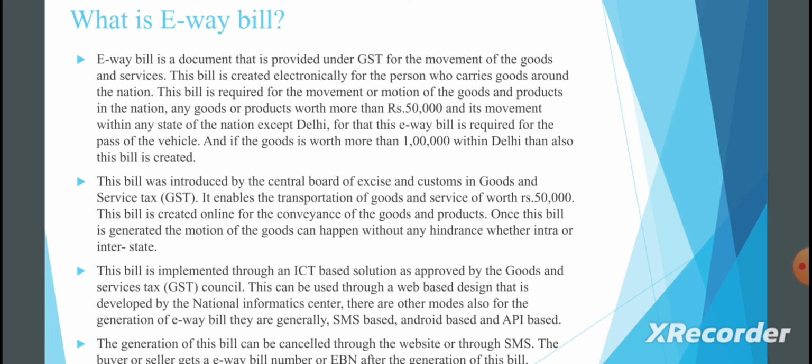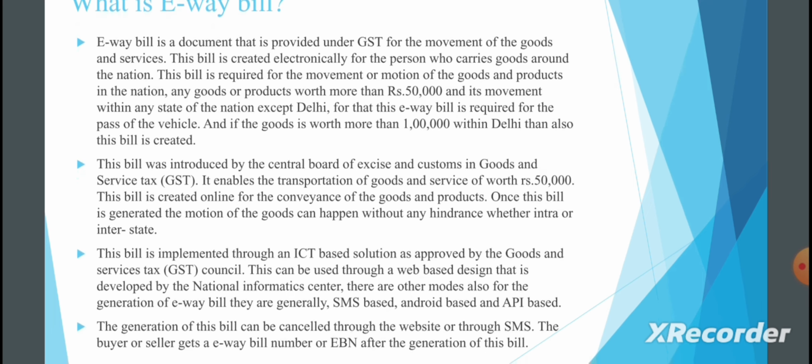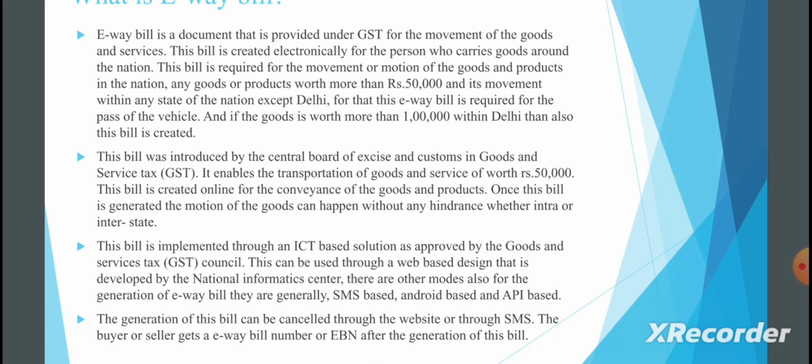Any goods or products worth more than Rs 50,000 moving within any state of the nation except Delhi, for that this e-way bill is required for the passage of the vehicle. And if the goods are worth more than 1 lakh rupees within Delhi, then also this bill is created. This bill was introduced by the Central Board of Excise and Customs and Goods and Service Tax, GST.